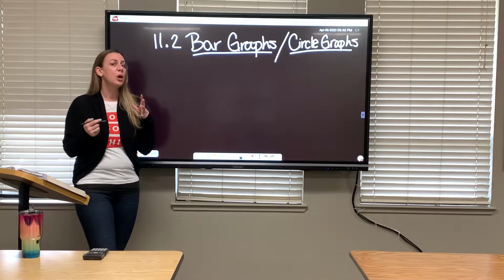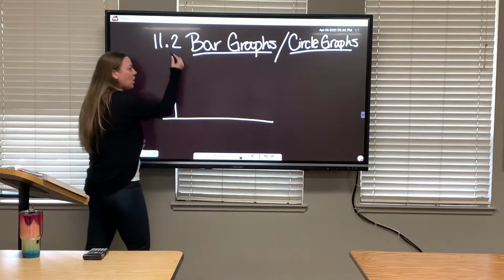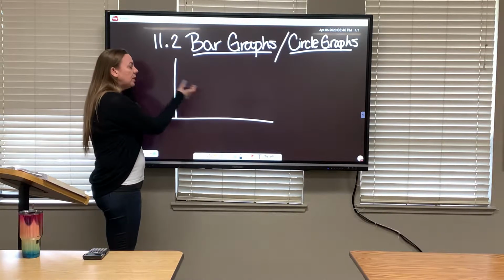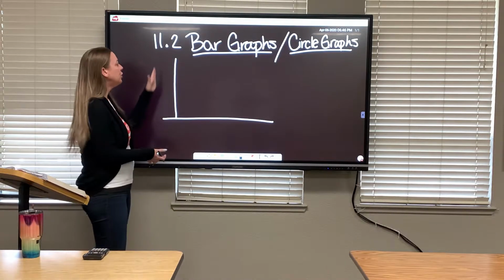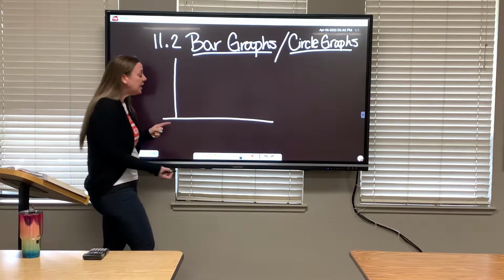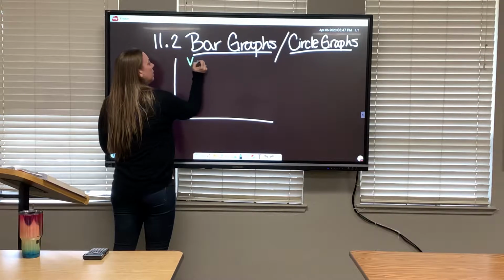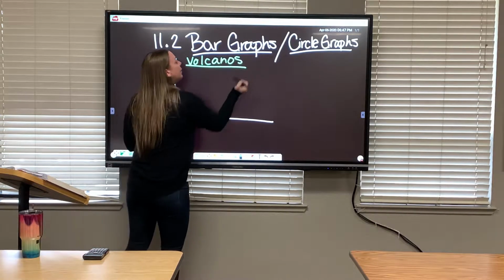So the first thing with a bar graph is you want to set up a left-hand side and a right-hand side. So it's kind of like a y-axis and an x-axis. The only difference is that we don't need any of the other quadrants for a graph. So with a bar graph, we're just doing the left side and the right side. I do need to have a title, so I'm going to title this volcanoes. So I have to have a title on top of the graph.